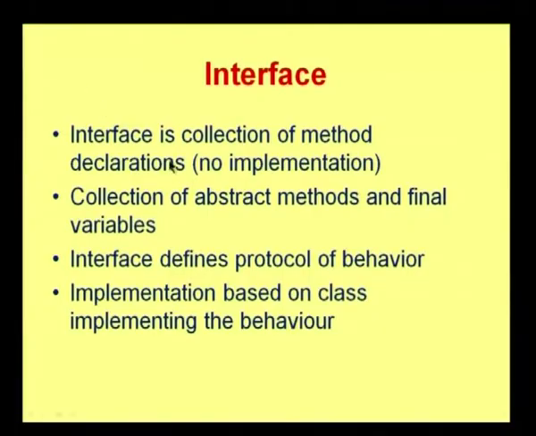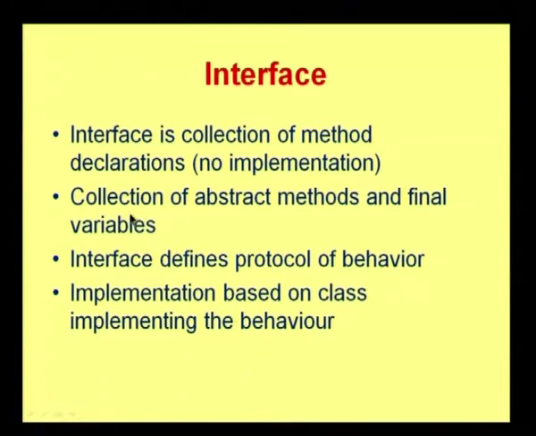Next we will have a look at what an interface is. An interface is a collection of method declarations, whereas we do not have any implementation for them. It is a collection of abstract methods and final variables. We have already seen what an abstract method is. An interface defines a protocol of behavior. Next is the implementation, based on a class implementing the behavior.